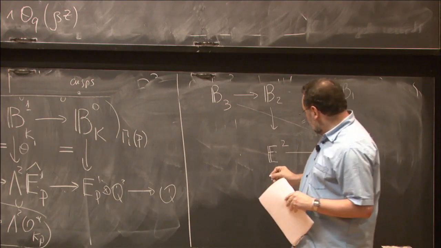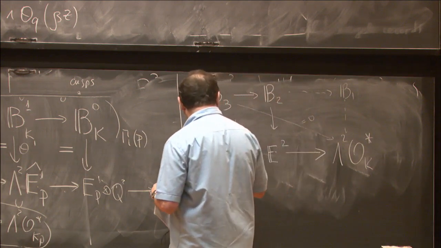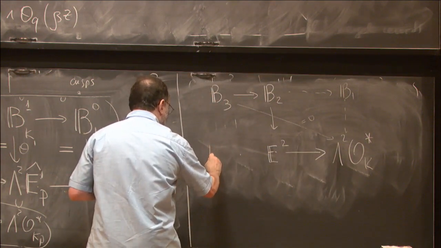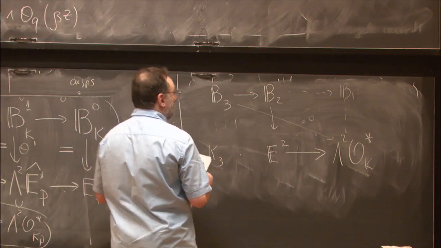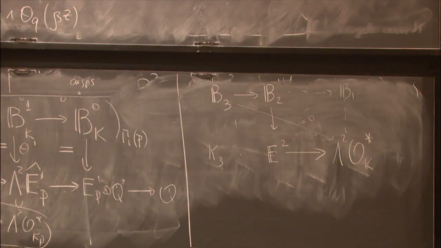But the kernel of this map is known. It's a non-trivial theorem, it's a Suslin theorem, but still, it's a known theorem. Let me tell you what the Suslin theorem tells you. So there is a Bloch complex.